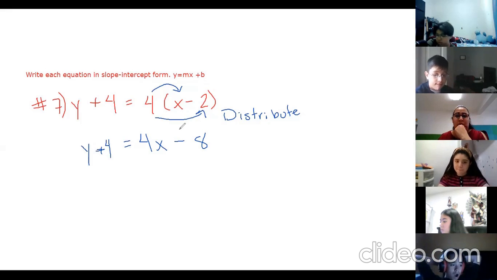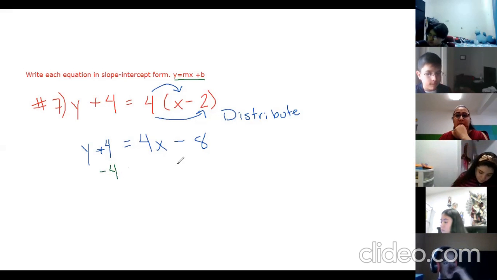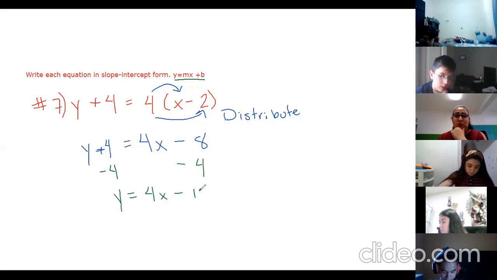Okay, now, what do we do? We add 8 to both sides? I think so, yeah. Remember, my equation is y is equal to mx plus b. Oh, no. Then we subtract 4 in both sides. Exactly. We want to get y by itself. So we're going to subtract 4. Okay. So then that's going to give us y is equal to 4x minus 12.